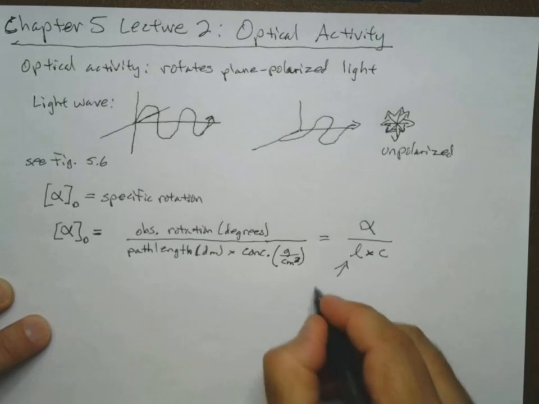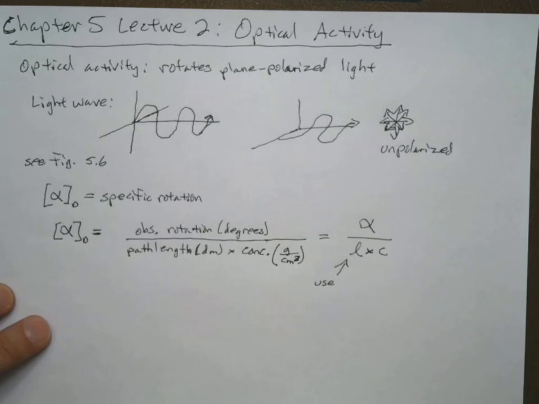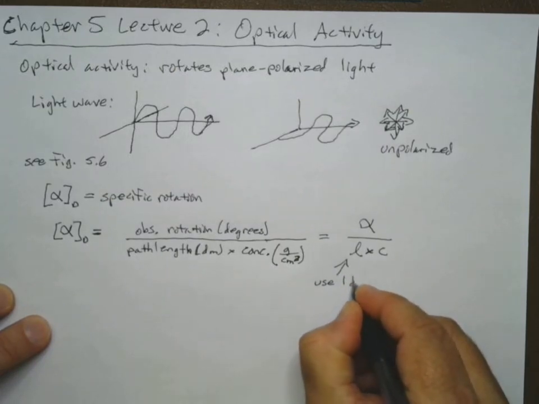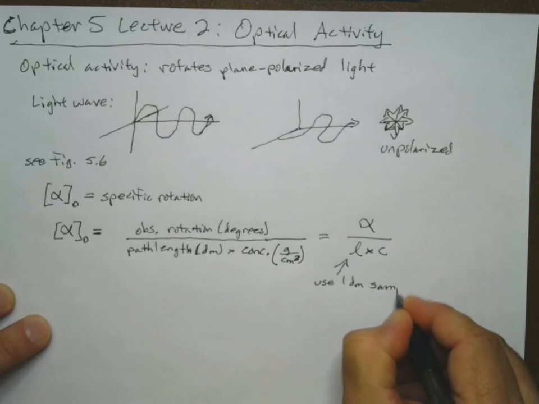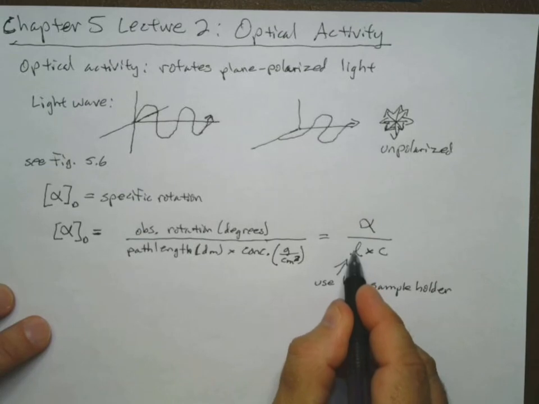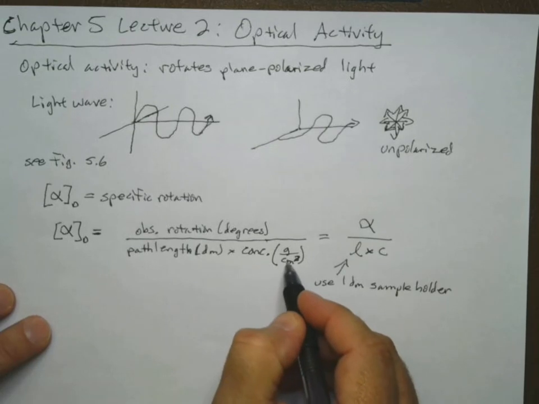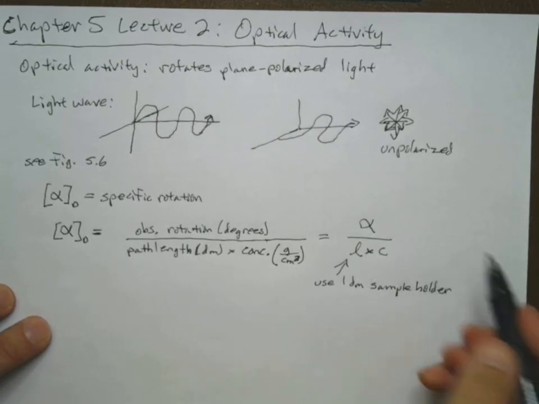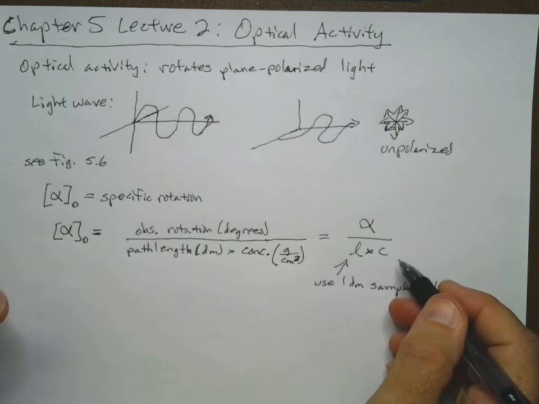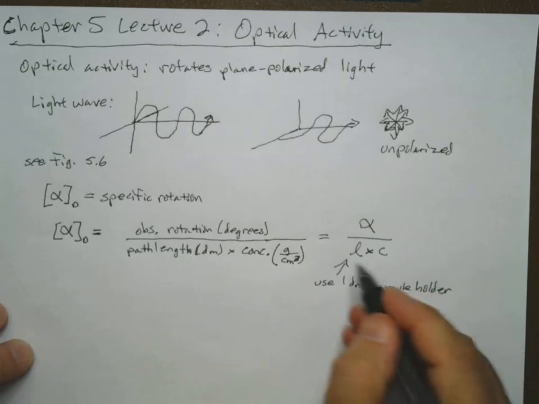Now, just like in UV-vis spectrophotometry, when we use a 1 centimeter cuvette, so our path length is 1 centimeter, we're going to use a 1 decimeter sample holder. So that way we can just replace L with 1. C, the concentration, is again in grams per milliliter. And if we have stuff that is neat, that is, it is a pure sample, no solvent present, we would use the density.